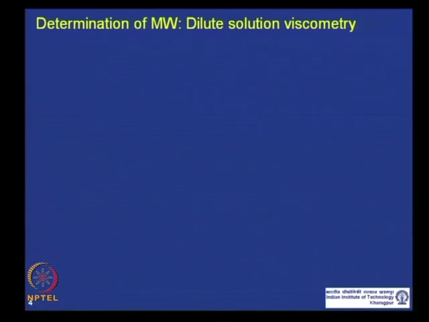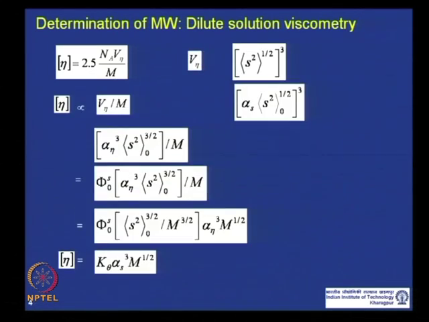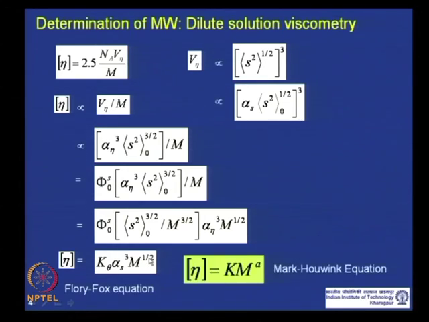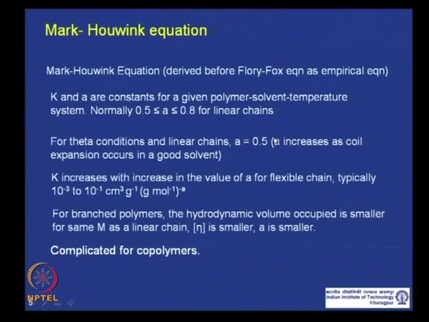And for theta condition, what we have seen earlier, what is the value of the expansion factor for theta condition? If you have seen, it was 1. So, if this is 1, then for theta conditions the A value would be 0.5. So, it is the same as if there was no expansion of the coil due to the presence of the solvent.